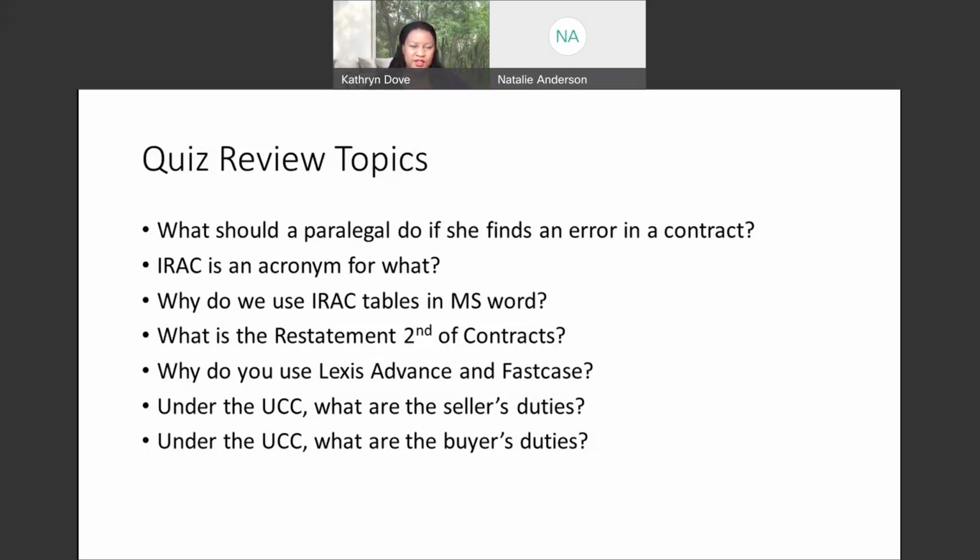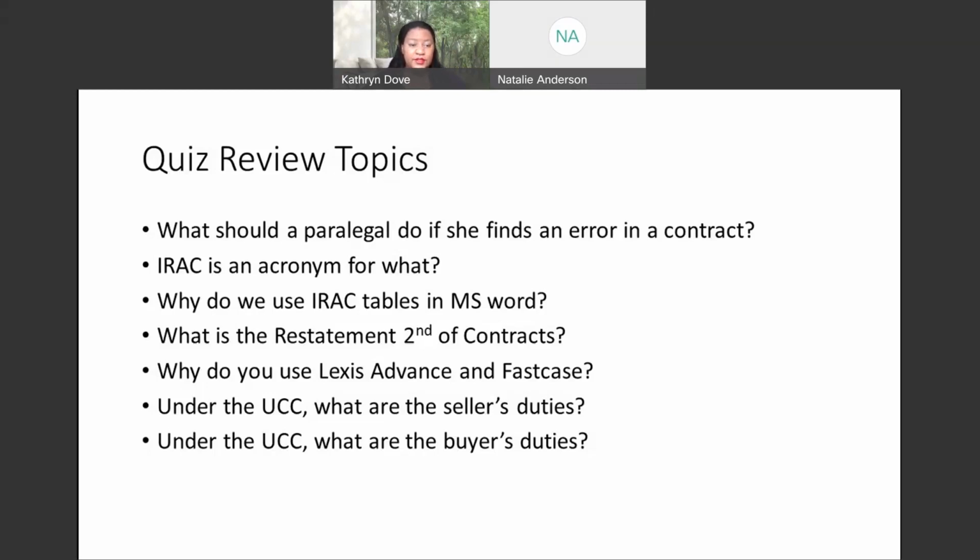Why would you use Lexis Advance or Fastcase? Have you used those at work before, Natalie? I did for the last legal memo we had to write for part of our trial notebook. That was actually pretty interesting because I already had experience in the class, so it was very helpful. Great. What did you think were the best features of Lexis? Did you use Lexis Advance? I used Fastcase, being able to type in and find the most recent cases, which is really helpful to me.